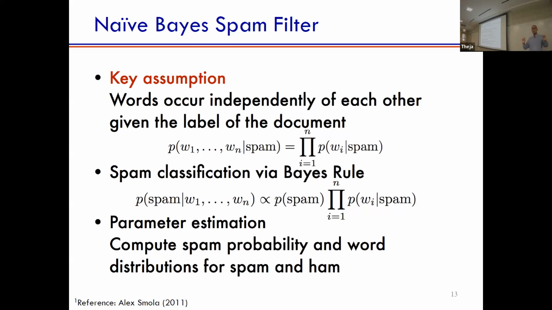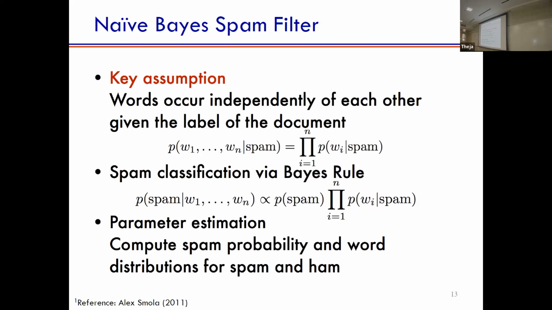A particular example, a particular email, is a realization of those random variables. Some word is present, some word is not present. Similarly, the label of that email, whether it's spam or not spam, is also a random variable. It's a binary random variable. It either takes the value spam or the value ham, or not spam.